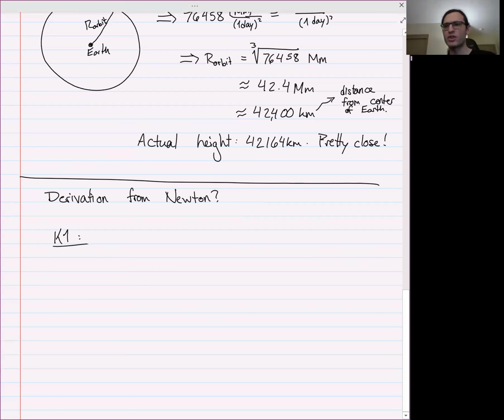Kepler's first law was a statement that all orbiting bodies orbit in an ellipse, with the gravitating body being at one of the foci of the ellipse, and the orbiting body travels in an ellipse about that focus.